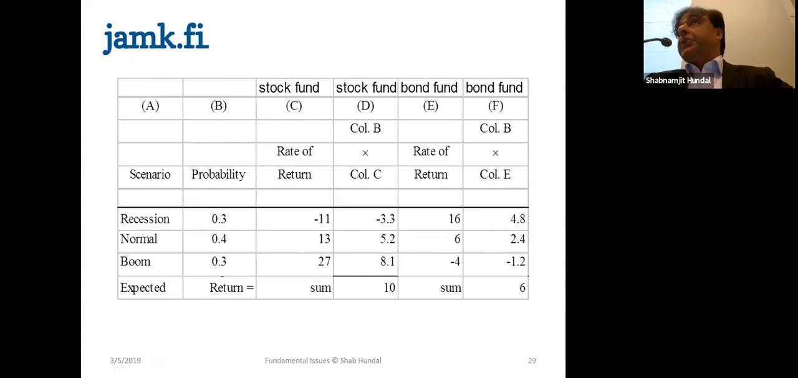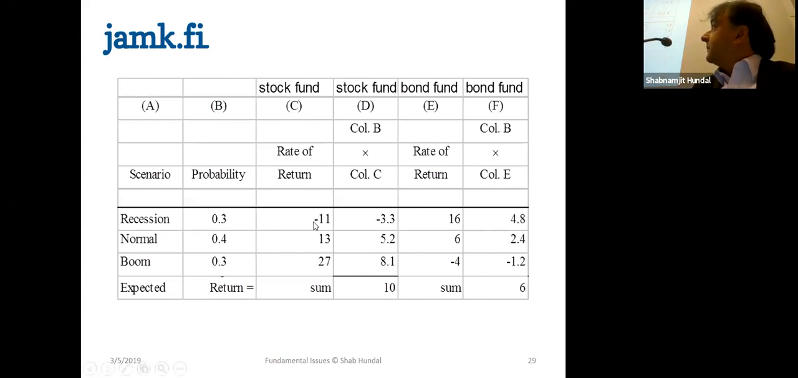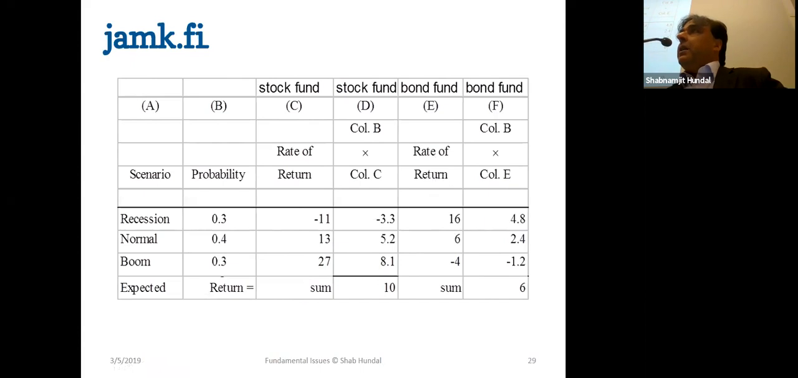Now the financial analyst, that is you, will say: if there is a recession, which is a 30% chance, and you invest in the stocks, you may lose 11%. See the minus sign? I shouldn't say will, but may lose 11%. But if you invest all money in the bond, you will earn 16%. If there's a normal situation, which is a 40% chance, you will have a 30% return in the stocks, but a 6% return in the bonds. And if the market is really great, a good year, you will have a 27% return in the stocks, but you would lose 4% in the bond fund.